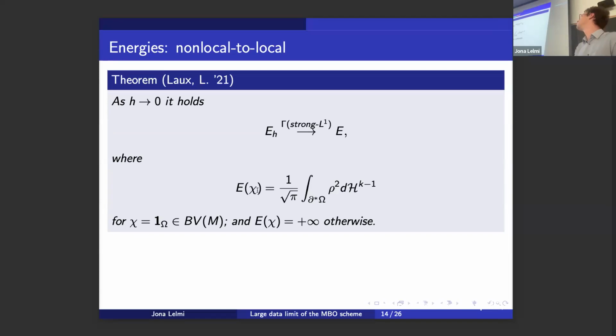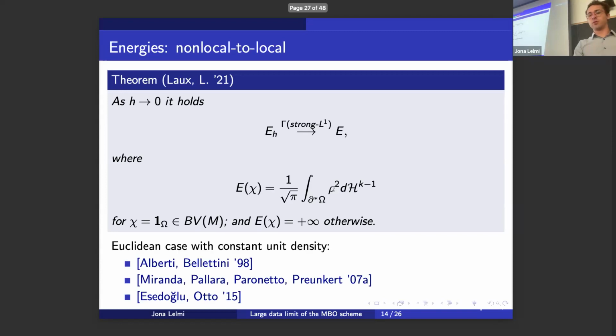So for a function, let's say if chi is the characteristic function of a set omega, the energy E is nothing but the integral on the boundary of omega of the density squared. This result is more like classical analysis, but it's interesting that this was not known before. It was known only in the flat case. But in the curved case, as we are doing here on a manifold, the result is not just a straightforward generalization of work done before. So this is also interesting in its own right.